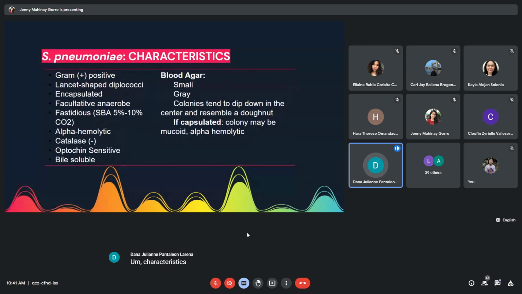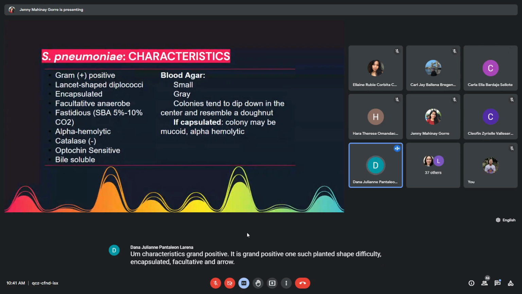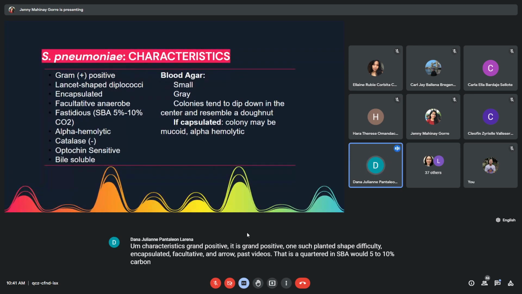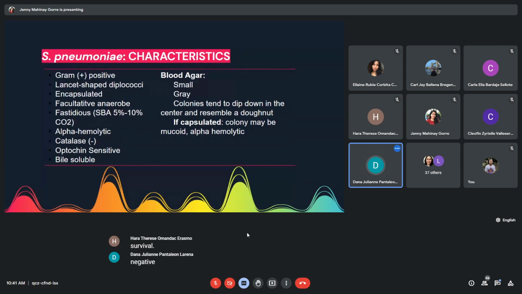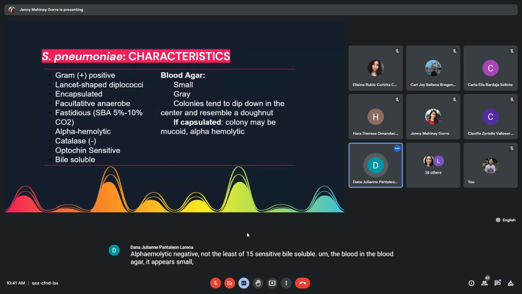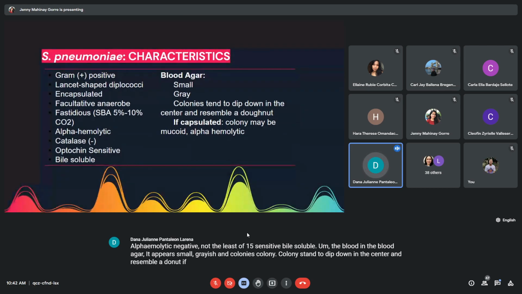Characteristics: it is gram-positive, lancet-shaped diplococci, encapsulated, facultative anaerobe, fastidious, that is, cultured in sheep blood agar with 5 to 10% carbon dioxide, alpha hemolytic, catalase negative, optochin sensitive, bile soluble. In the blood agar it appears as small, grayish colonies. Colonies tend to dip down in the center and resemble a donut. If capsulated, the colony may be mucoid and alpha hemolytic.